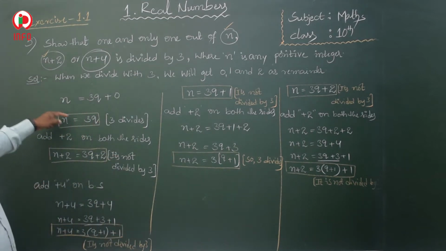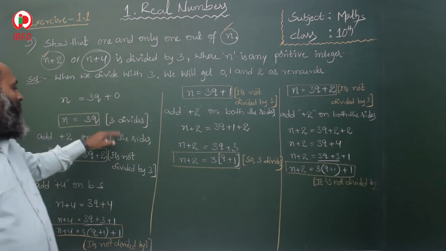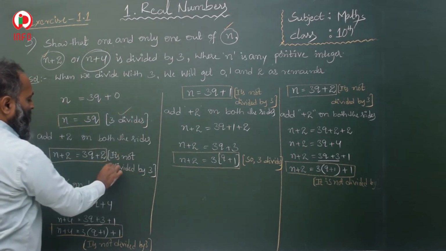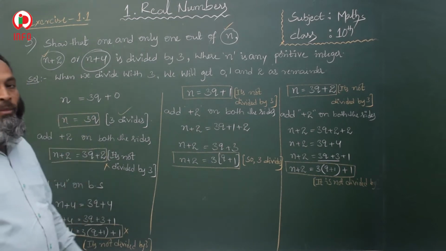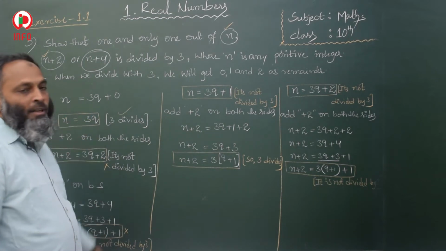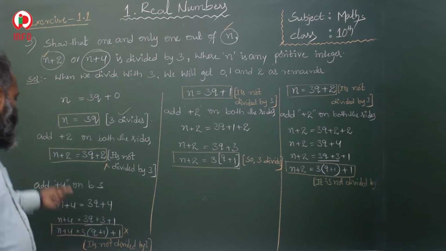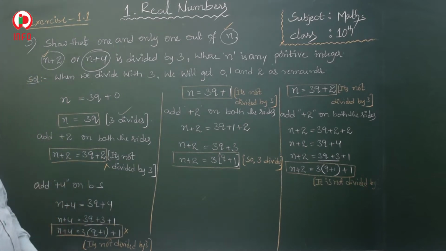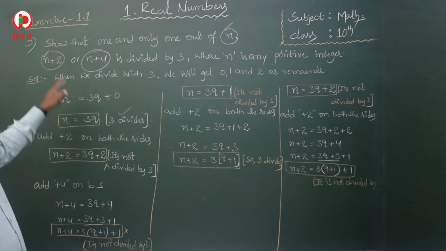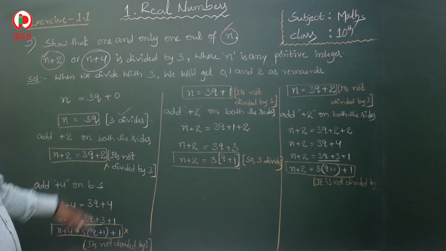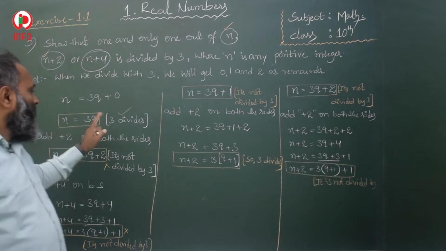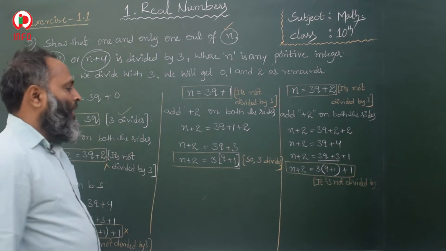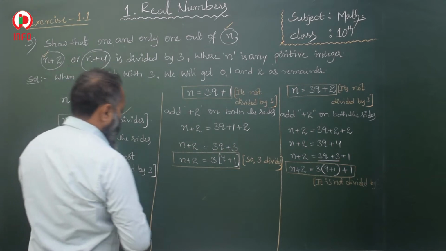In this, the first one n is equal to 3q, it divides, and the others are not divided. Only one number is divided, that is n. n divides, n plus 2 and n plus 4 are not divisible by 3. Only one of the numbers is divided by 3, he is asking. In the first case, n is equal to 3q, that is divided.